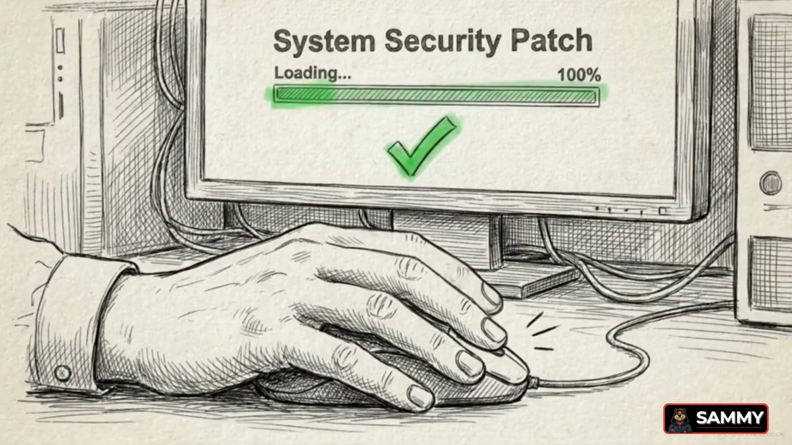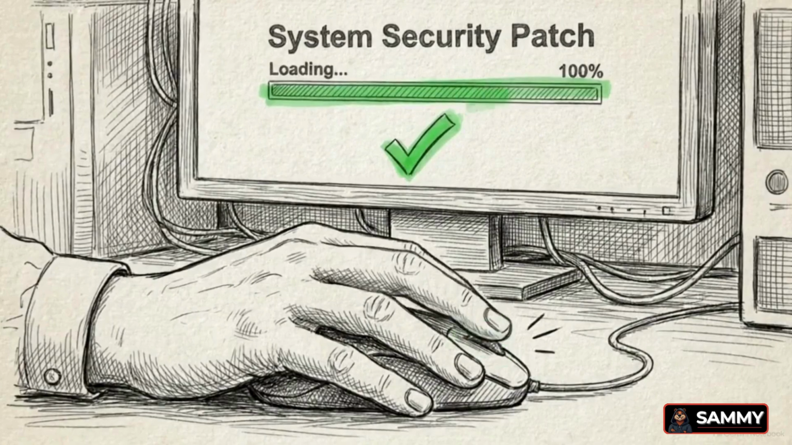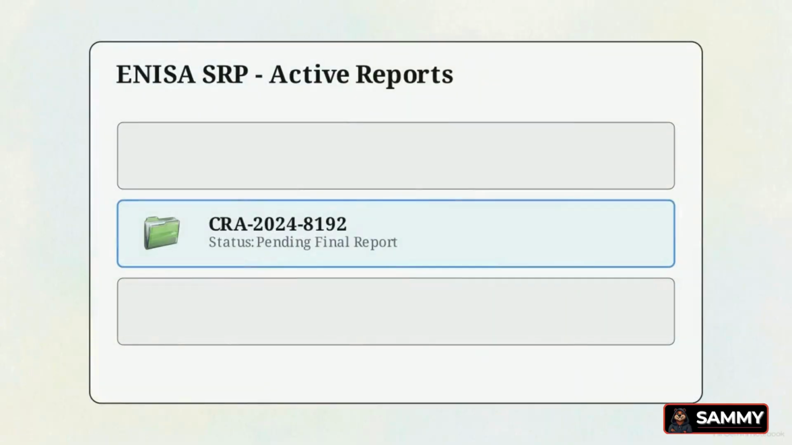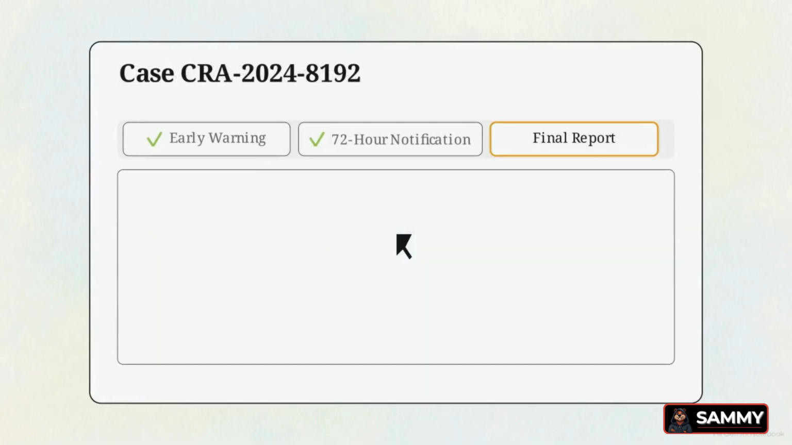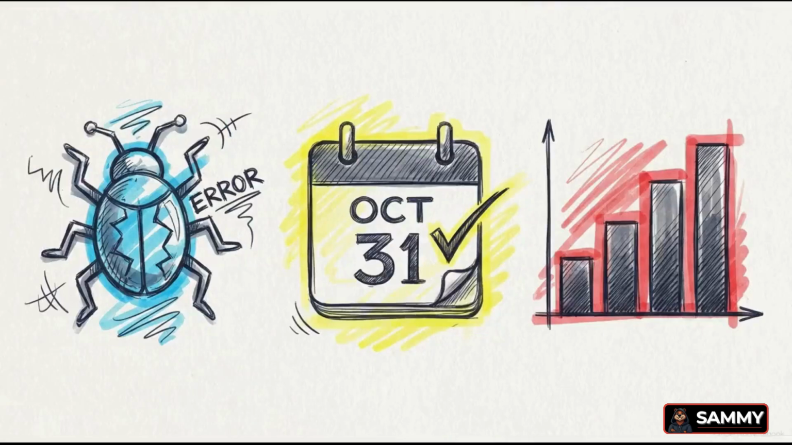Finally, we reach Phase 3, the final report. This 14-day countdown only begins once you have made a corrective measure, a security patch, or an official workaround available to your users. Log back into the platform, locate that exact same case record from the previous phases, and click into the Final Report tab. Here, you provide the post-remediation data that closes the loop. This includes specific CVE identifiers, patch release dates, and metrics on the real-world impact observed across your user base.